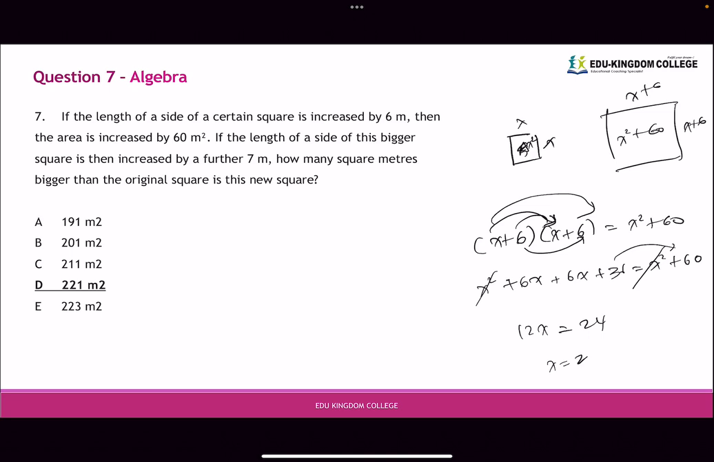Now, if the length of this bigger square is then increased by a further 7 meters, how many square meters bigger than the original square is this new square? So x plus 6 plus 7, so that's x plus 13, so it's 15. 15 squared equals 225. The original square would have been 2 times 2, so 4, which means that 225 is 221 meters squared greater than 4.